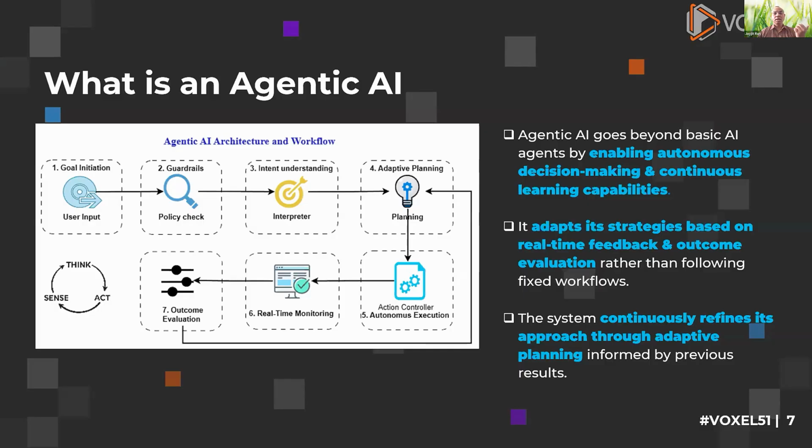For example, goal initiation and guardrails continuously talk to the real-time monitoring, which is not present in AI agents, right? And why the monitoring continuously talks to goal initiation and guardrails, I'll explain later, right? We'll come to that. Third is the intent understanding. It is also called the interpreter. Things get a little different here. It's not like an AI agent, but it actually does more than AI agents in terms of understanding the intent.